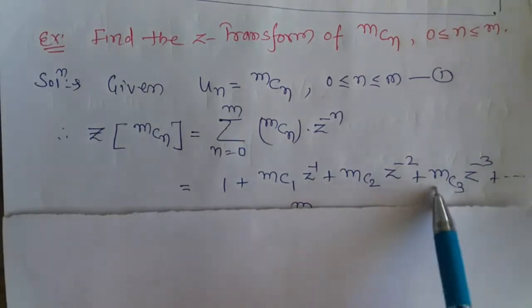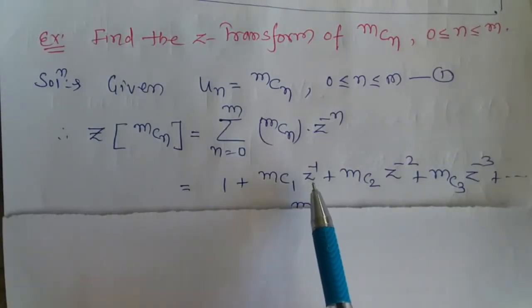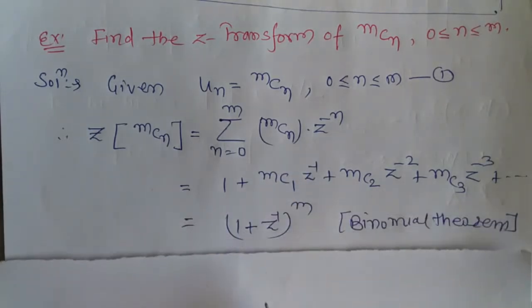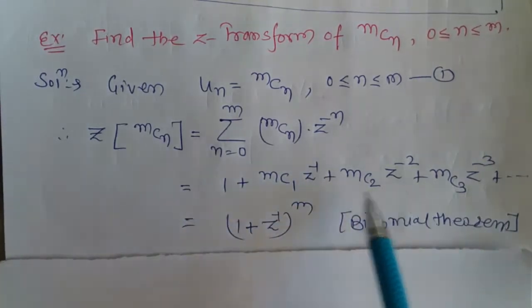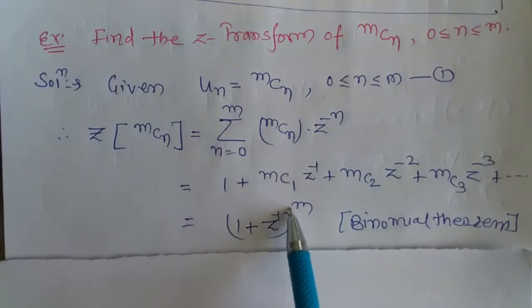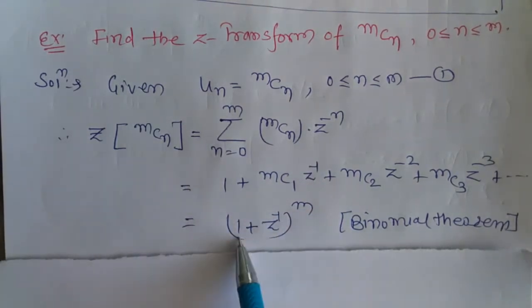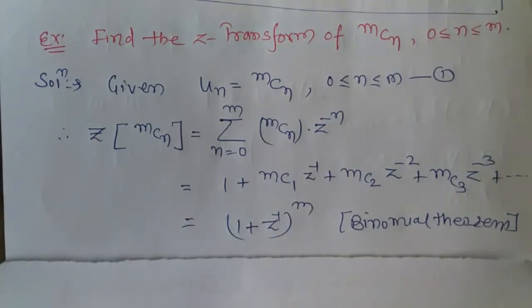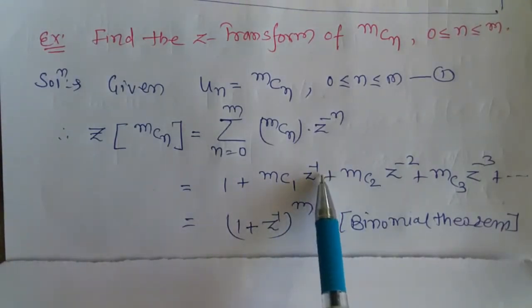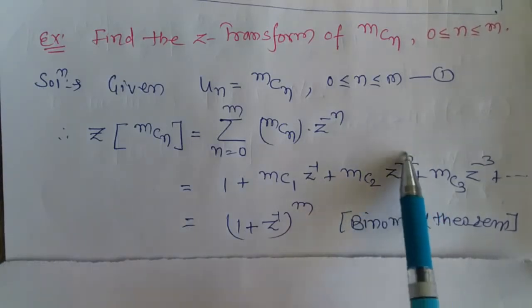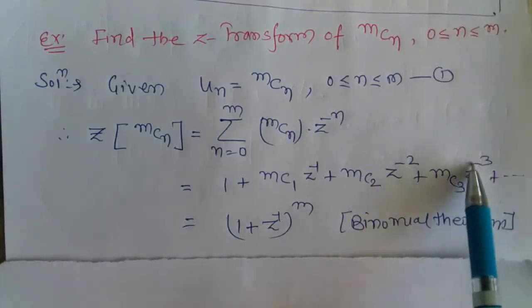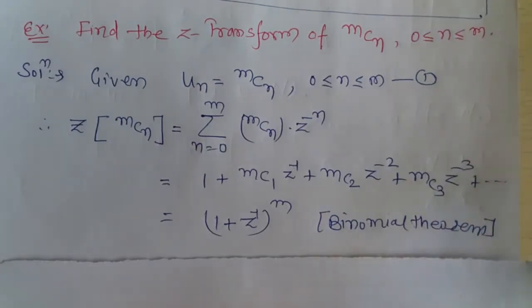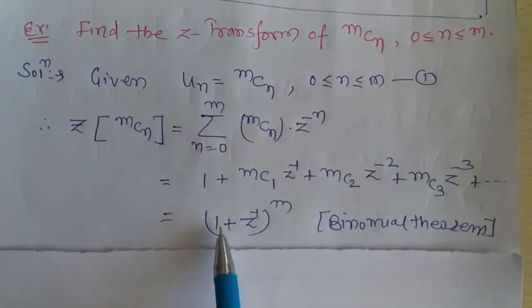So this is the binomial expansion in z inverse. We can write this expansion as (1 + z^(-1))^m using the binomial theorem. We compare this to the binomial theorem in combination formula: 1 + mC1 z^(-1) + mC2 (z^(-1))^2 + mC3 (z^(-1))^3 and so on, up to z^(-m). Which gives the binomial expansion (1 + z^(-1))^m.